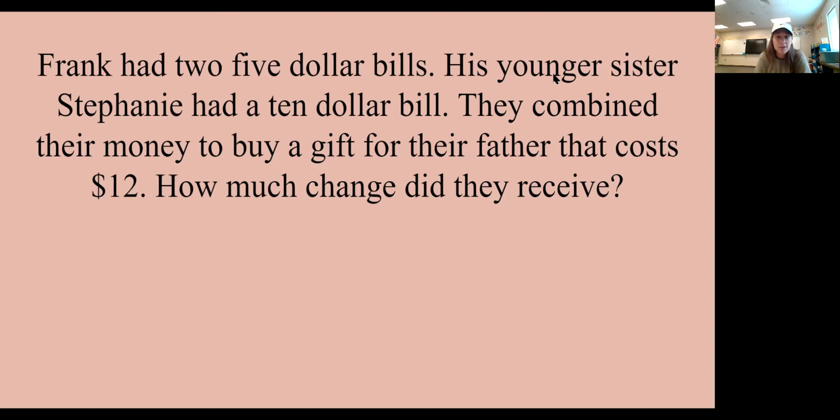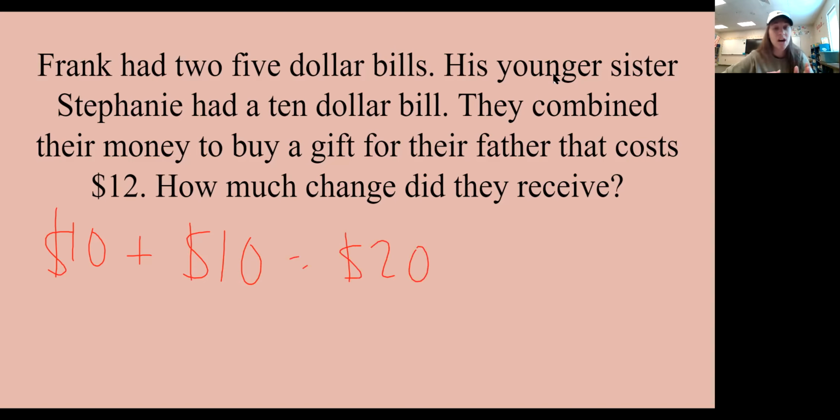First, we need to figure out how much money they actually have. Because Frank has 2 $5 bills and Stephanie has a $10 bill. So we need to add all that money up. 2 $5 bills, that's $10. Right? Plus, Stephanie also has a $10 bill. So $10 plus $10 equals $20. So $20 is not the answer. $20 is how much money they have.